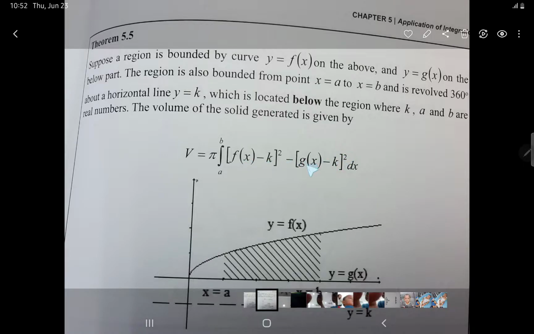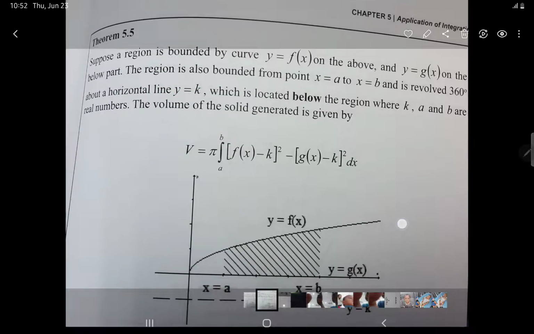Okay, f ni apa, g ni apa? f ni adalah upper boundary, g ni adalah lower boundary dia. Maksudnya kita kena masukkan function upper boundary, ini function lower boundary. K ni pula apa? K ni adalah dia punya axis of revolution. It is horizontal line.